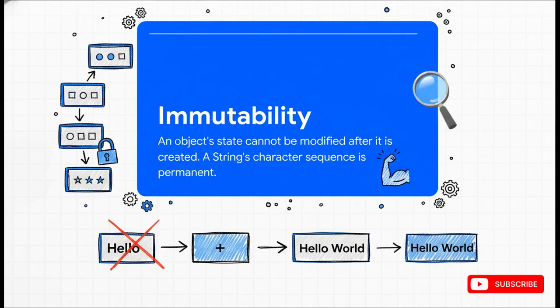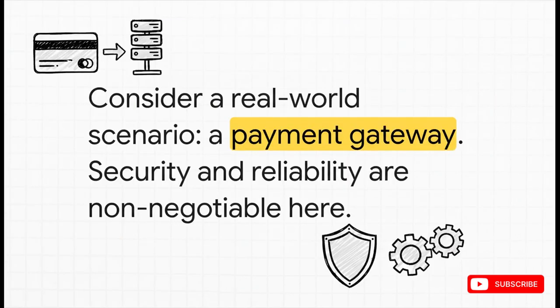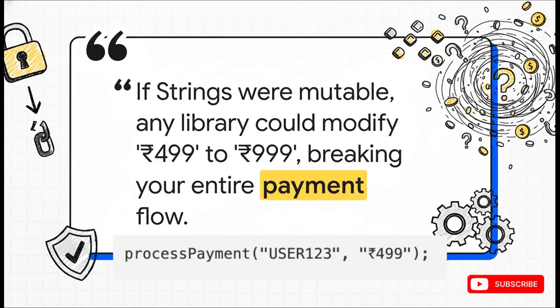What's the big deal? Well, to see why this no-change rule is so critical, let's get out of theory and into the real world. Imagine you're building a payment gateway. We're talking about real money changing hands. Security and predictability are everything. And here it is. This is the aha moment. If strings could be changed, you could pass a price, say $499, into some third-party library, and that library could just change it to $999. Without you ever knowing, your entire payment system would be chaos. Immutability is basically a security shield. It makes your code predictable and safe.